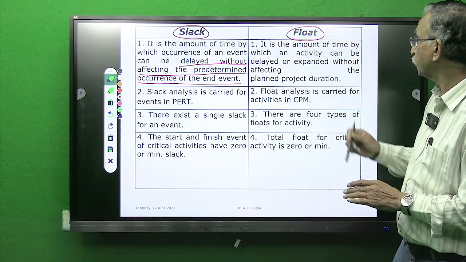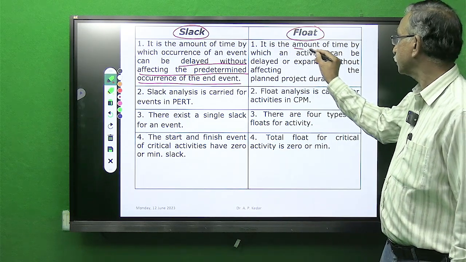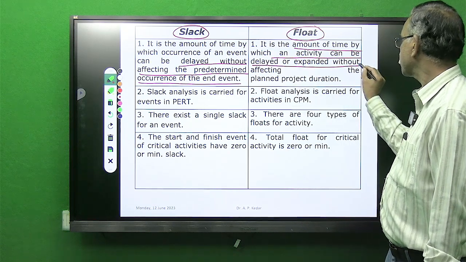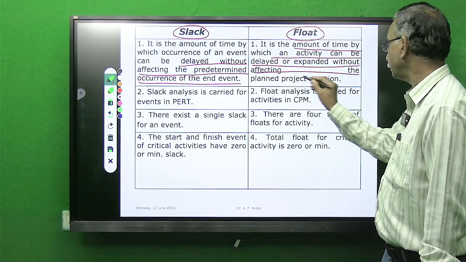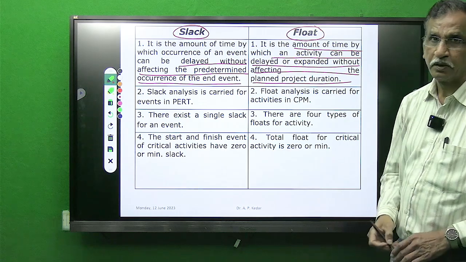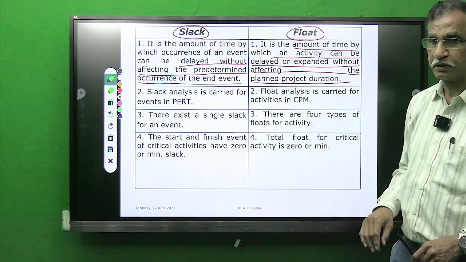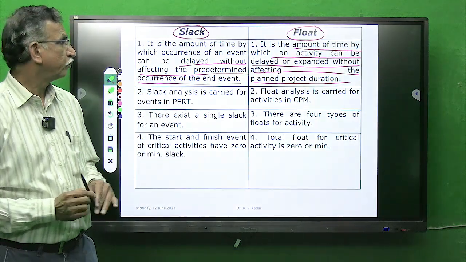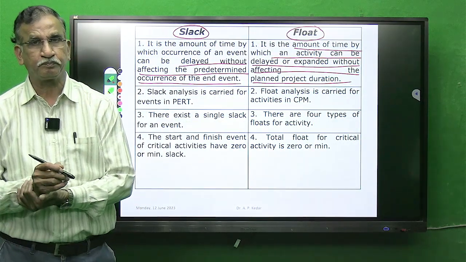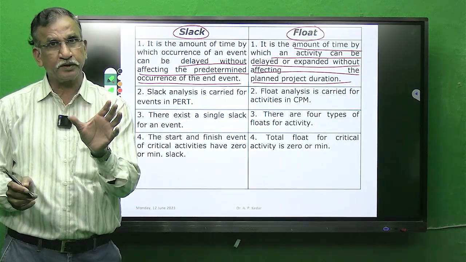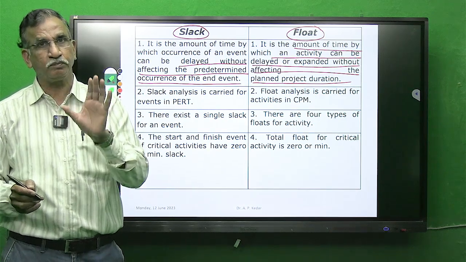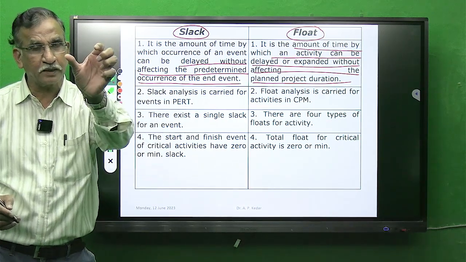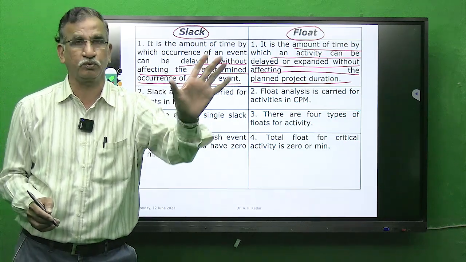But what float is telling is the amount of time by which an activity can be delayed or expanded without affecting the planned project duration. So the meaning is the same in both cases. Slack is related with PERT, float is related with CPM. If any activity has some value of float, that particular activity can be delayed by the amount of time equal to float. That's all.